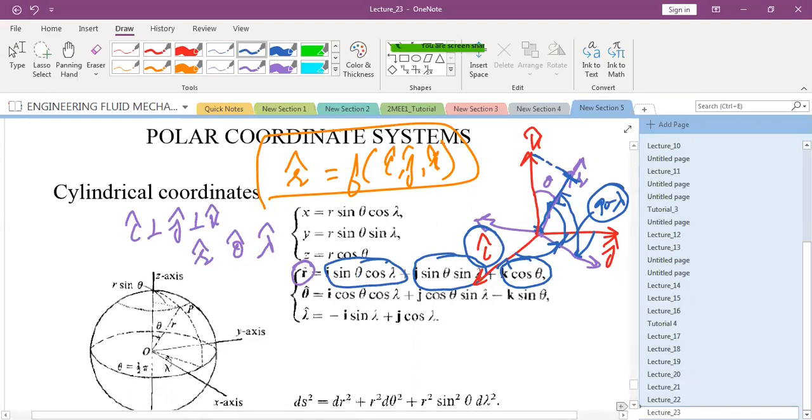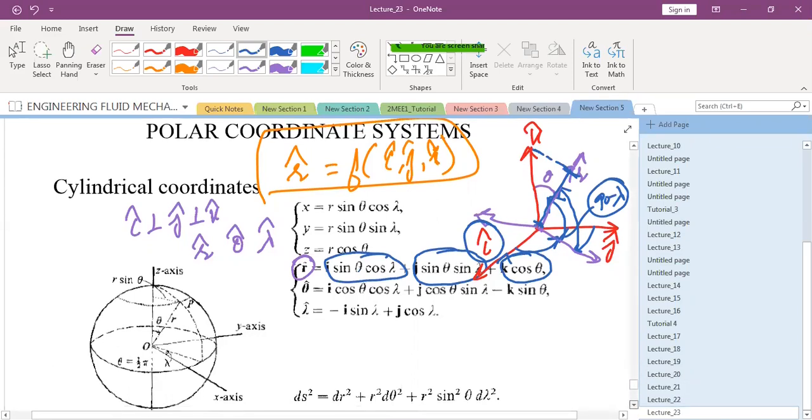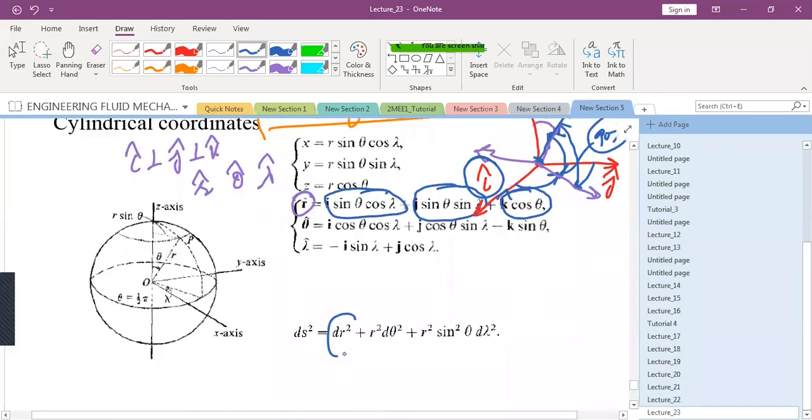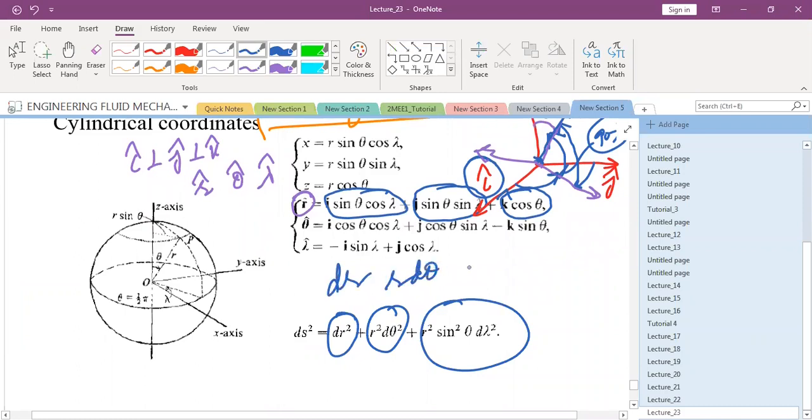And likewise, in spherical coordinates also I have written down here. So what are the three directions? What are the magnitudes of the increments in the three directions? dr, r d theta, and r sin theta d lambda.